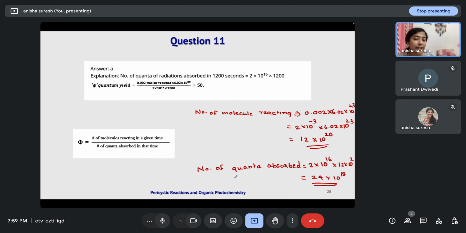Now if we apply it in the equation, the number of molecules reacting in a given time is 12 into 10 power 20 and the number of quanta absorbed in that time is 24 into 10 power 18. So this is 0.5 into 10 power 2, which is equal to 50.